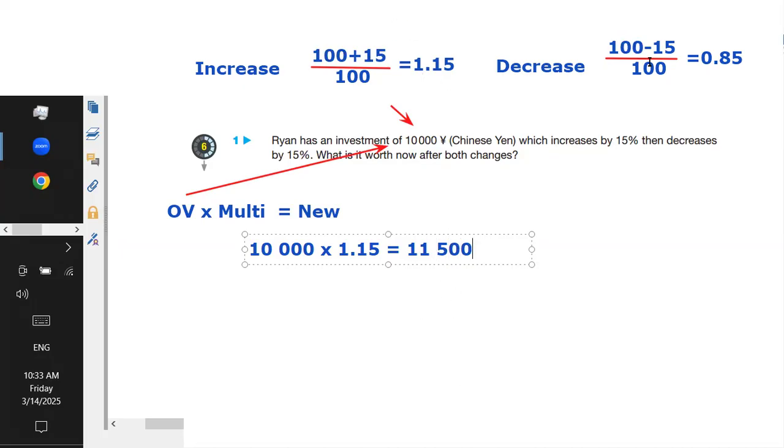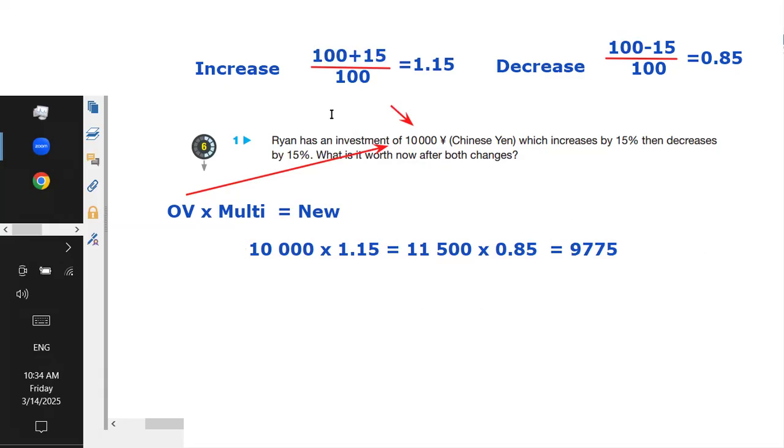Now I'm going to take it and multiply it by the second multiplier, so times 0.85. This is the way of answering this question. When you answer this question, you're not supposed to add these or subtract them. You're supposed to multiply them by each other. So 11,500 times the second multiplier, which is 0.85, and the final answer is 9,775 Chinese yen. And this is how you answer a question like this.